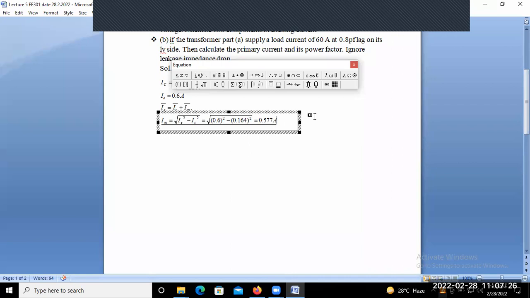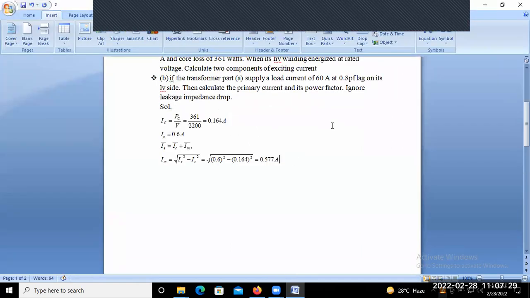ampere. Okay. So these are the two components. One is your core loss component current, that is equal to 0.164 ampere, and the magnetizing current component equal to 0.577 ampere. You know. And how can you solve part B?